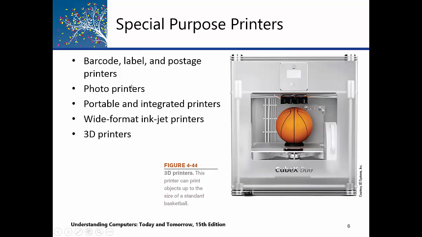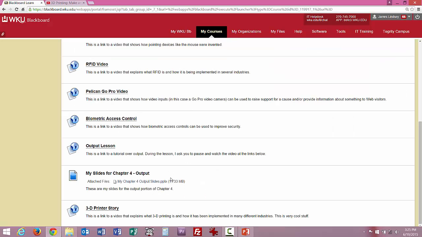Now, the special kind of printer I want to bring to your attention is this 3D printer right here, and you see it over here in this picture. This Cubex Duo right here. There's a basketball in this printer, and basically the printer made a basketball. And you're like, what? What is that all about? Well, that's where I want you to watch this movie, and let me jump over to Blackboard and point that out to you again. I'm in Blackboard, this 3D printer story.